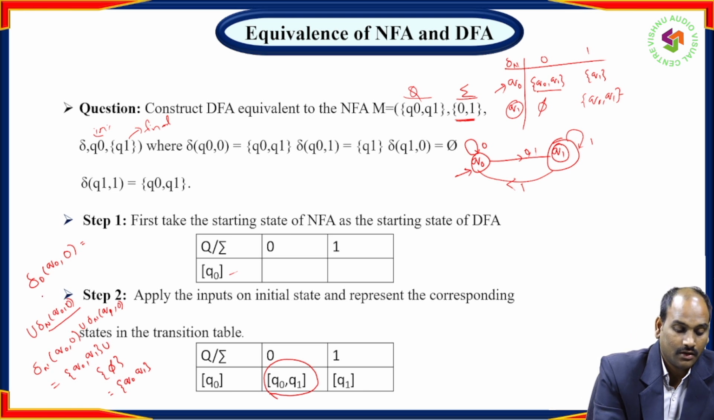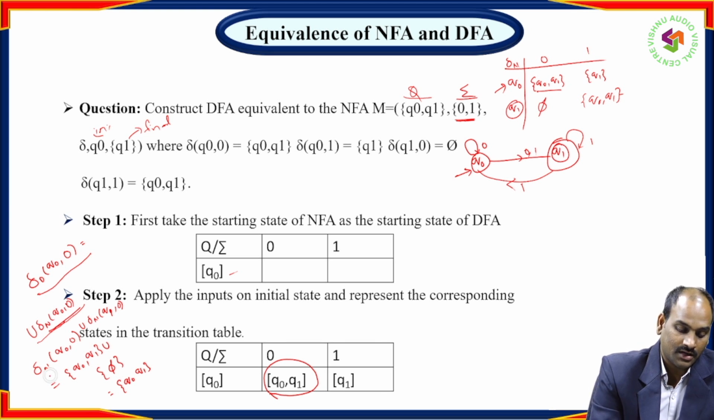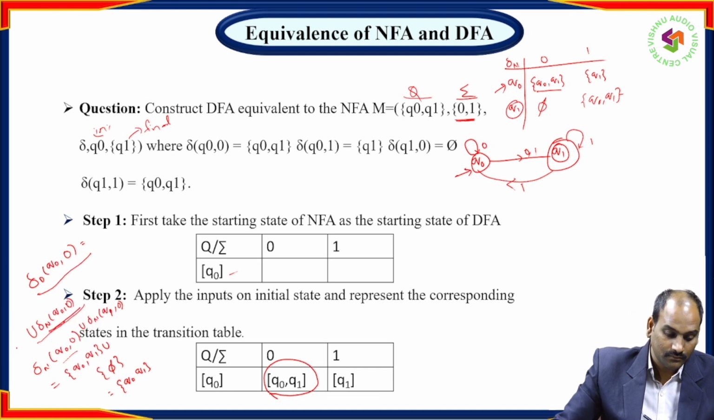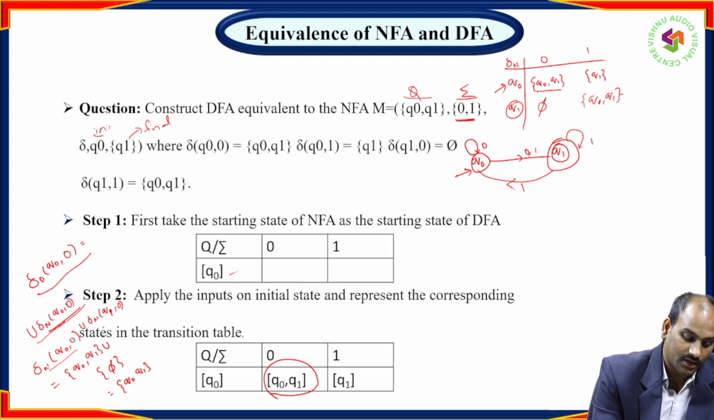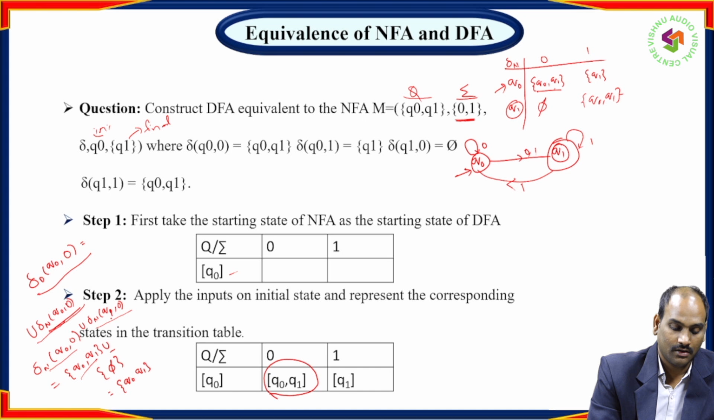How are we constructing it? Based on the formula, delta D of Q0 and 0 is nothing but the union of delta N of Q0 and 0. What is the value of Q0 and 0? Q0 Q1. It can be written as delta N of Q0 on 0 as well as delta N of Q1 on 0. What is the value of Q0 on 0? It is Q0 Q1. Here we have the union. What is the value of Q1 on 0? It is phi. Q0 Q1 union phi. What is the value? Q0 Q1.